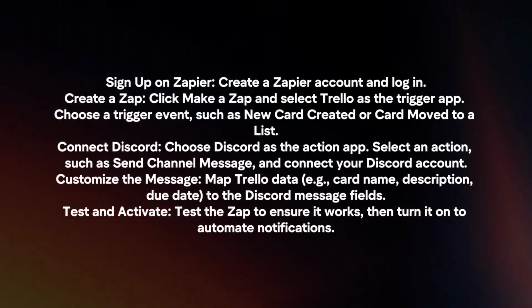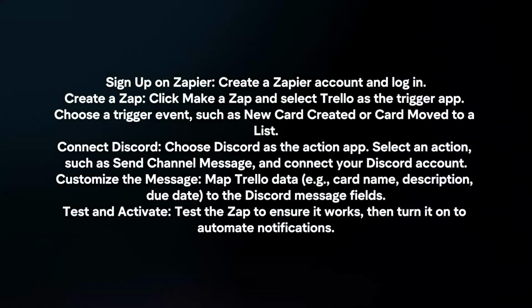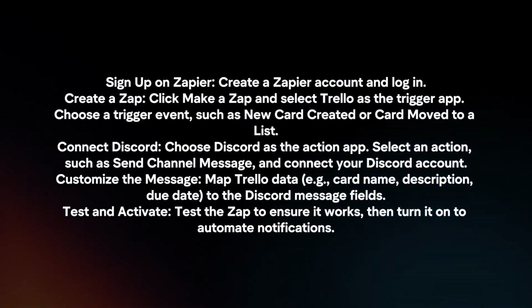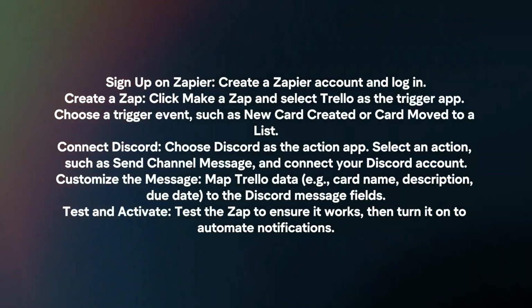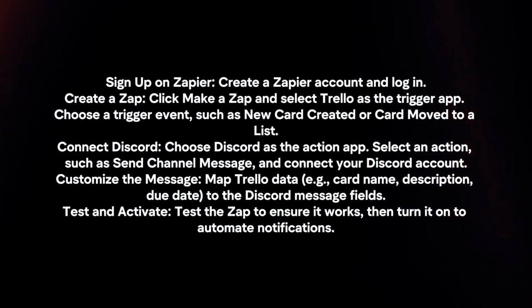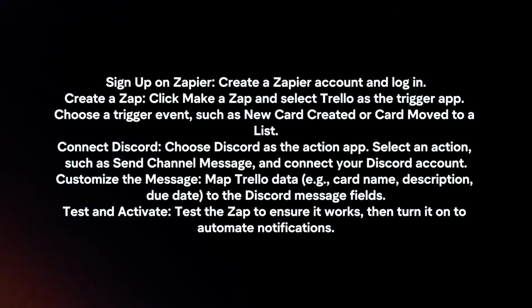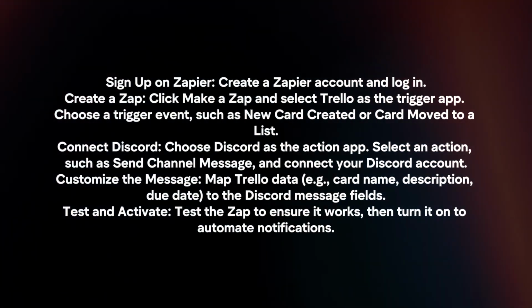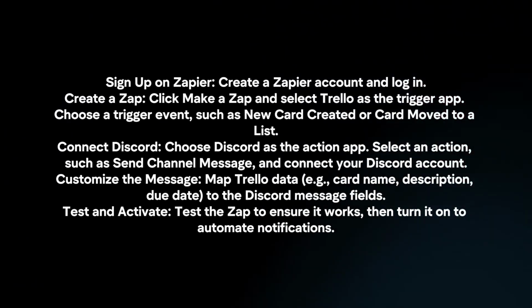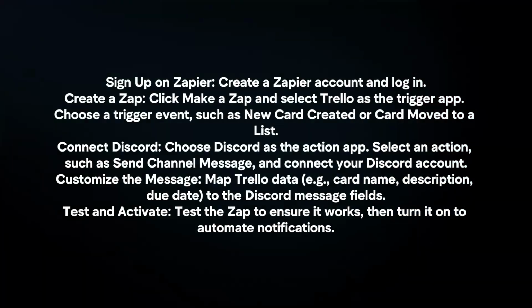Connect Discord. Choose Discord as the action app. Select an action such as send channel message and connect your Discord account. Customize the message. Map Trello data to the Discord message fields. Test and activate. Test the Zap to ensure it works, then turn it on to automate notifications.